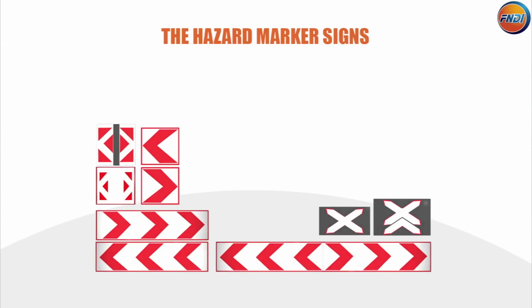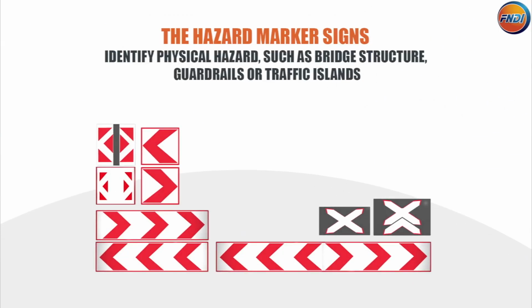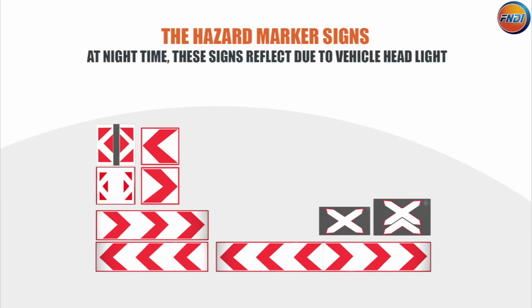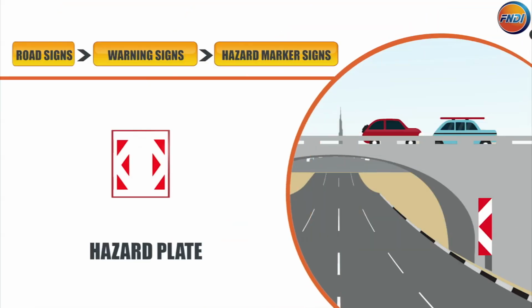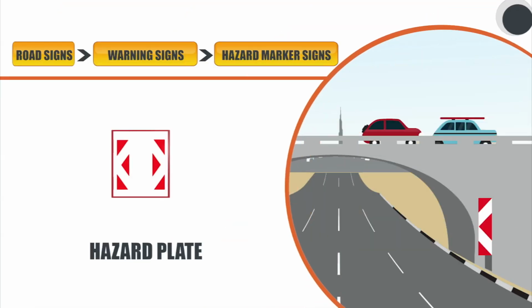The hazard marker signs identify physical hazards, such as bridge structures, guardrails, or traffic islands. At nighttime, these signs reflect due to vehicle headlights. Hazard plate. These hazard plate signs are used to identify the bridge structures and guardrails. These signs can be found on major roads to alert the motorists to position their vehicle appropriately on the road.